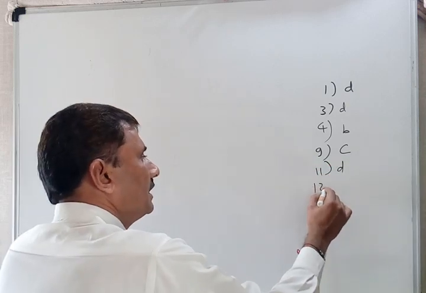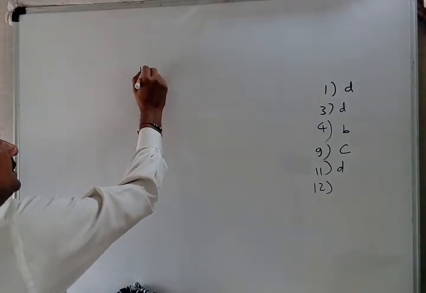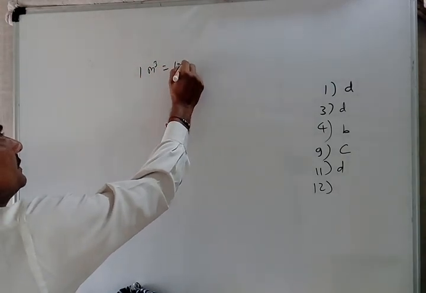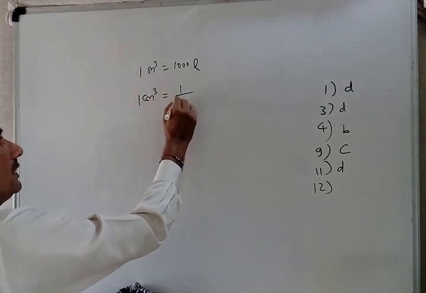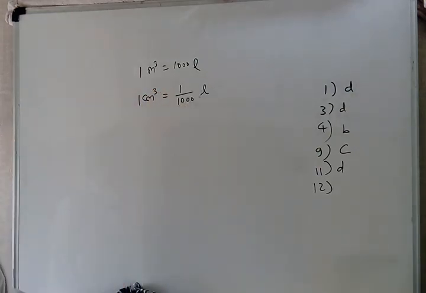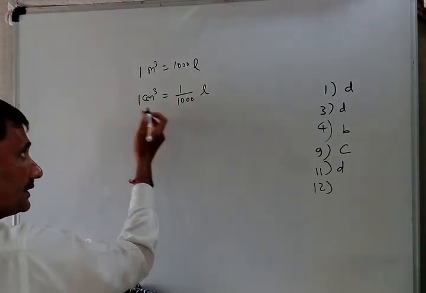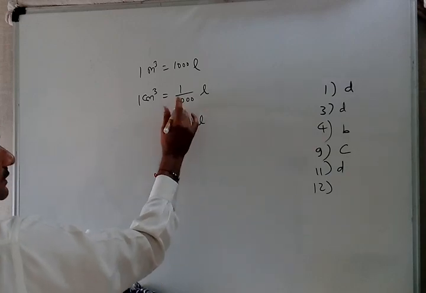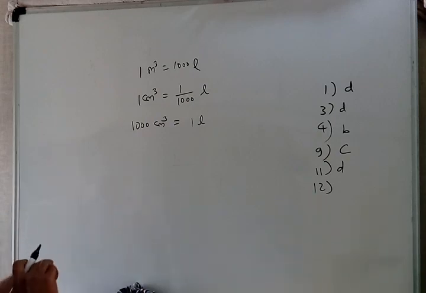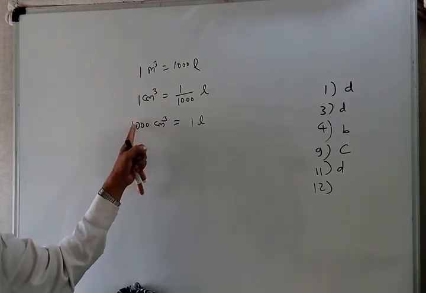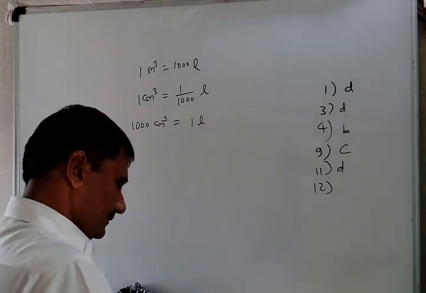12. 1 liter equal to how many cubic centimeters? You know this relation: 1 meter cube is equal to 1000 liter. We already used it here. 1 centimeter cube is equal to 1 upon 1000 liter. But they are not asking 1 centimeter cube is equal to how many liters. They are asking us 1 liter equal to how many. So 1 liter is equal to 1000 centimeter cube. So in 12 also 1000.